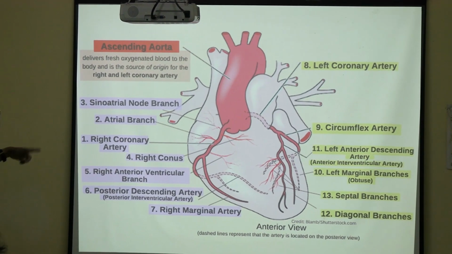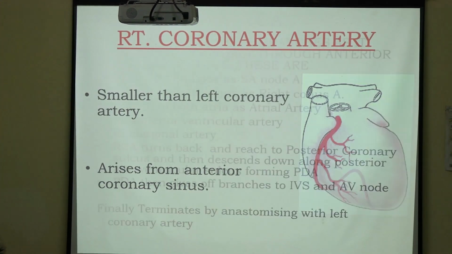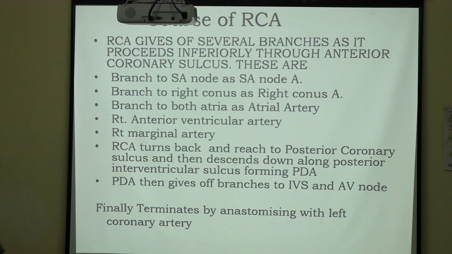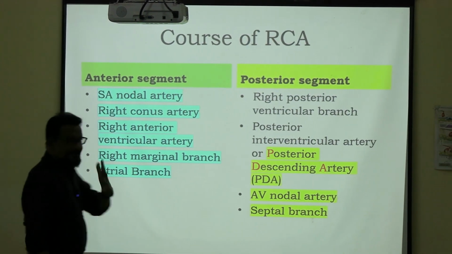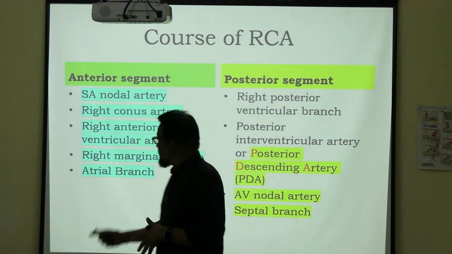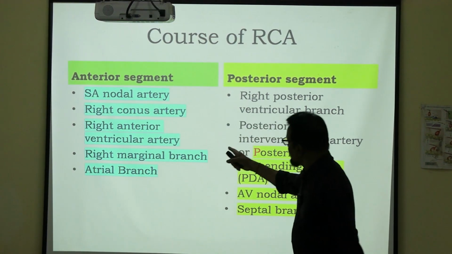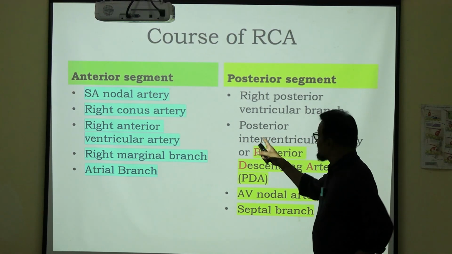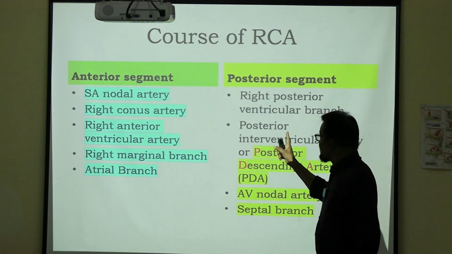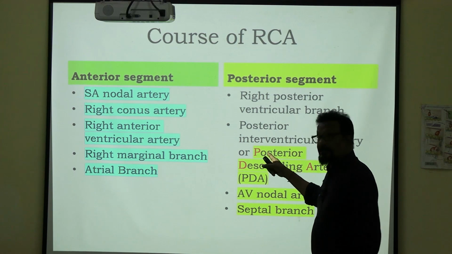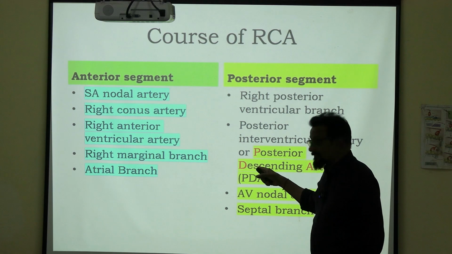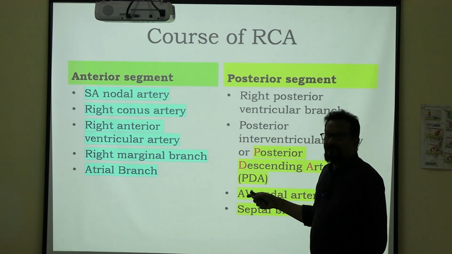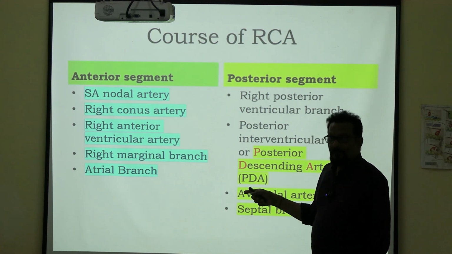Now see, this is about the right coronary artery and its branching. These are the branches. The anterior segment: what are the branches from the beginning? First, SA nodal artery. Second, right conus artery. Third, right anterior ventricular artery. And then right marginal artery, and then atrial branch. Okay.